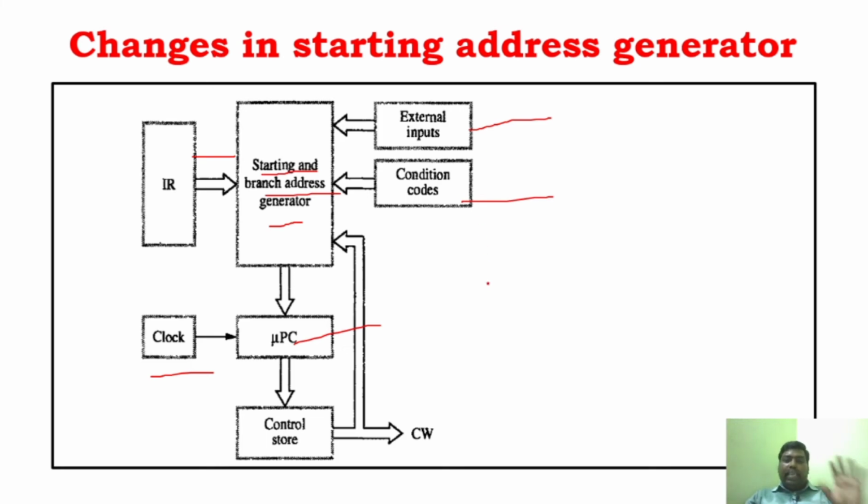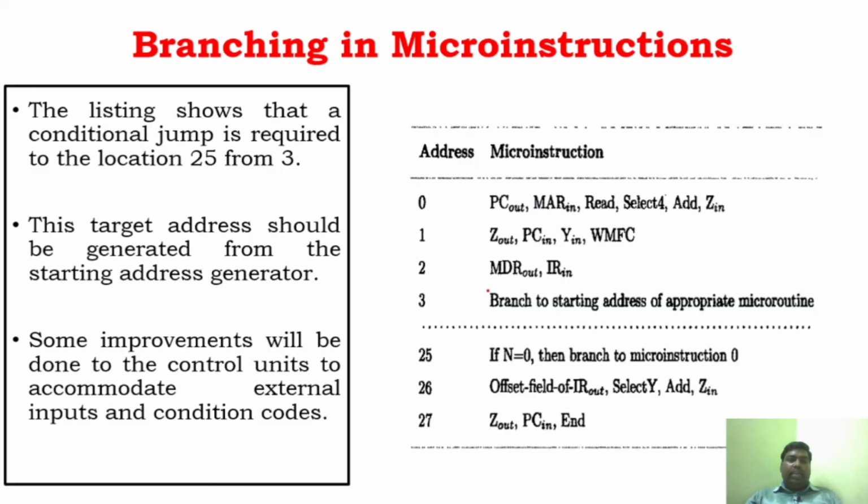Now we'll see one particular example. We have already seen this example, that is, how to execute a branching instruction. We have already explained this in the previous video. Just go through it, okay? So you can see here, this is the address of each and every instruction: 0, 1, 2, 3, and this is 25, 26, 27. Normally the processor will fetch the instructions one by one, 0, 1, 2, 3, unless or until it is a branching instruction, okay?